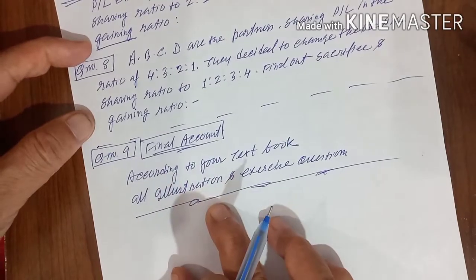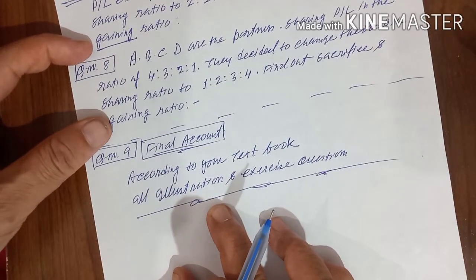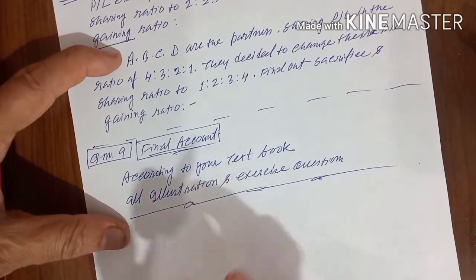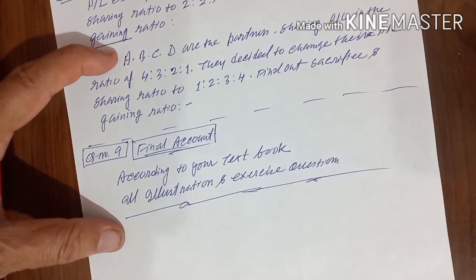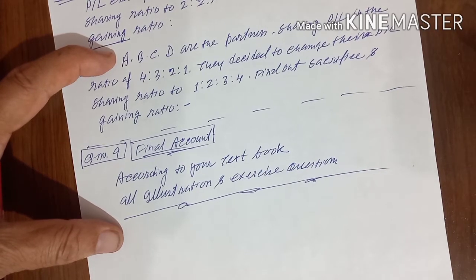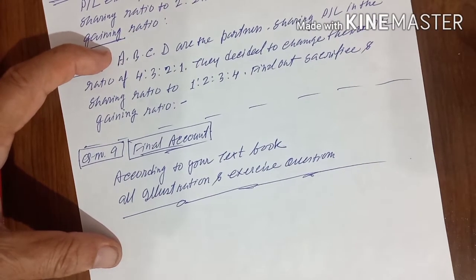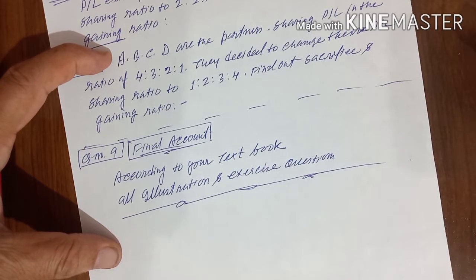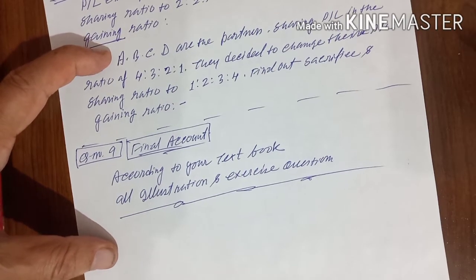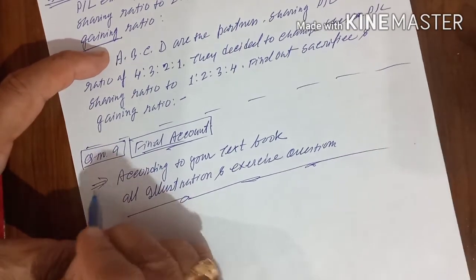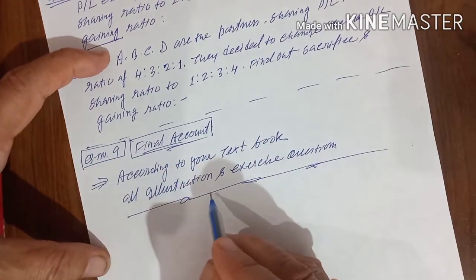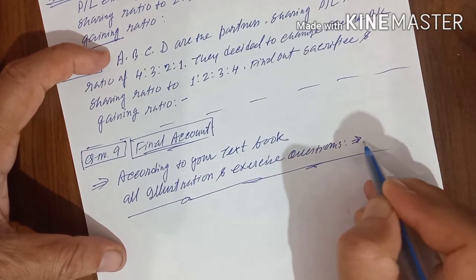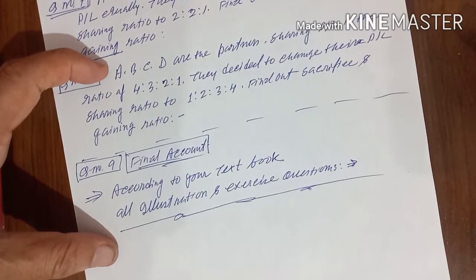This is from chapter 2, which is called your final account. Final account I already told you, and I made you practice so many sums. But according to your textbook, whatever type of question is given, the illustrations as well as the exercise, that is more than enough. You try to do all of this. If you have any problem, you will tell me. According to your textbook, make practice of all illustration and exercise questions. If you have any doubt, you can contact me.